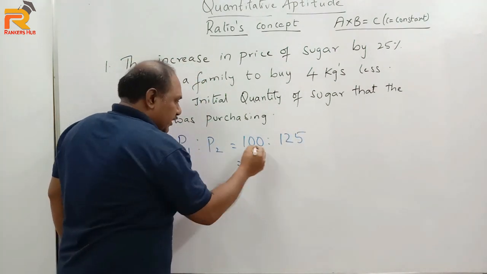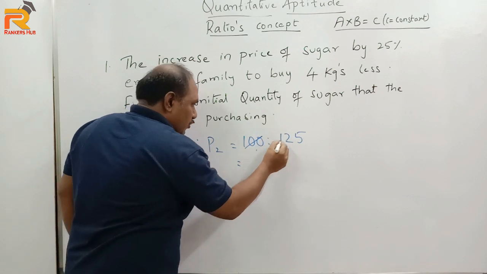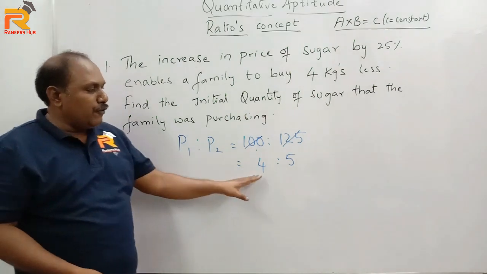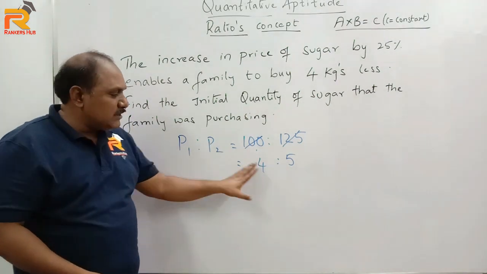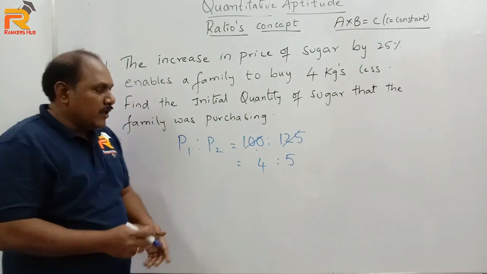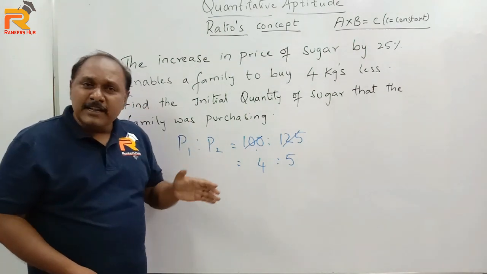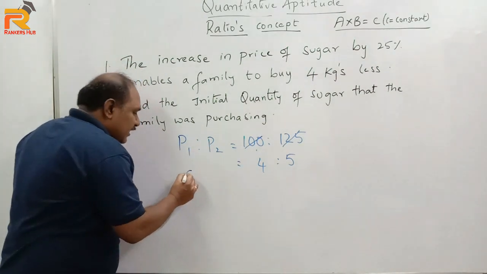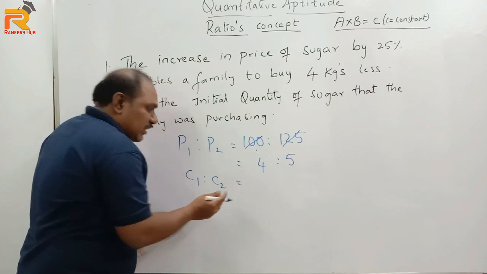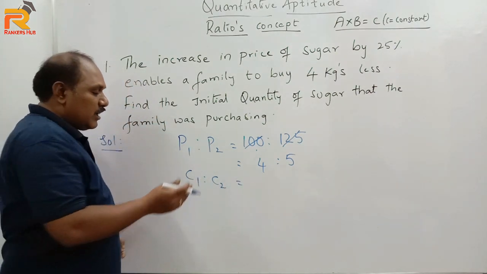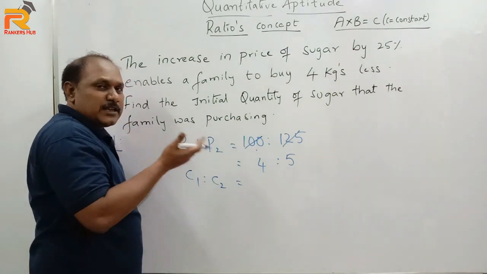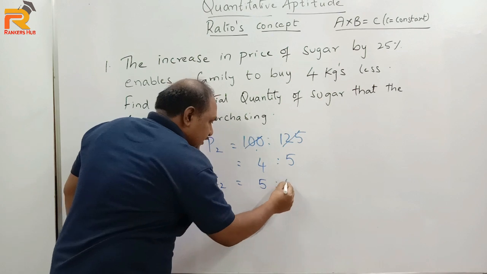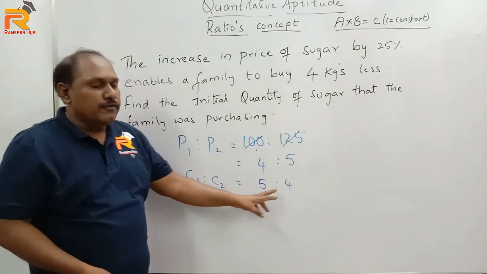Now, when I talk with respect to ratio, 25 fours, 25 fives. So, the prices are in the ratio of 4 is to 5. Here the initial price is 4 and the new price is 5. Now here, when expenditure is same, when prices are in the ratio of 4 is to 5, definitely the consumption, in the sense the quantity the customer purchases, will be in the inverse ratio. Now what is the inverse ratio of 4 is to 5? Definitely the inverse ratio of 4 is to 5 is 5 is to 4.